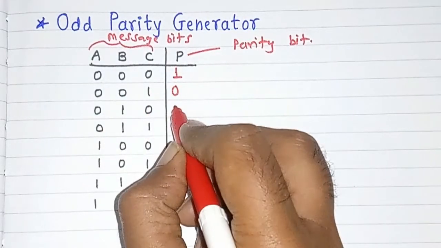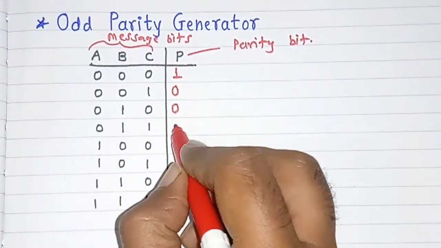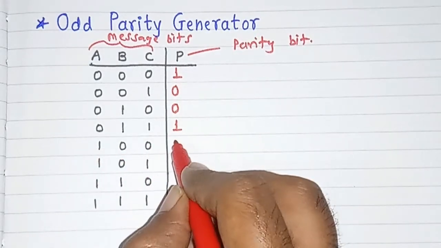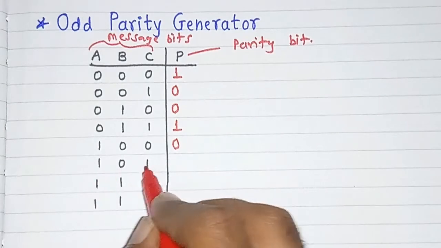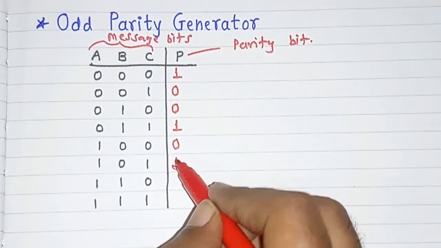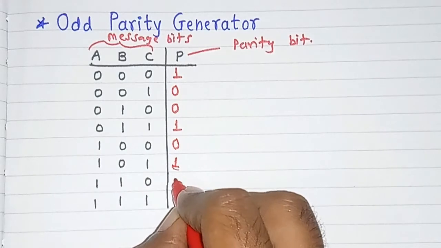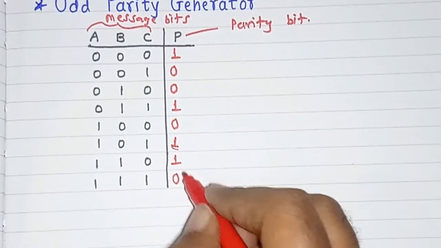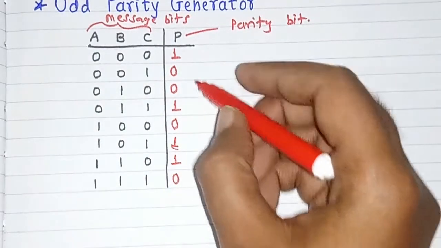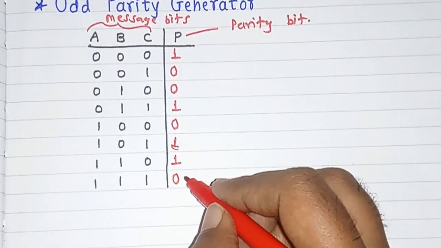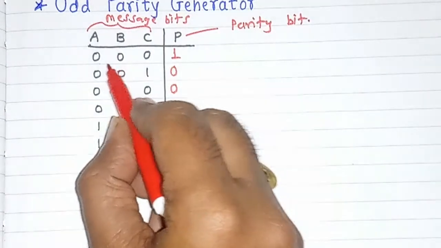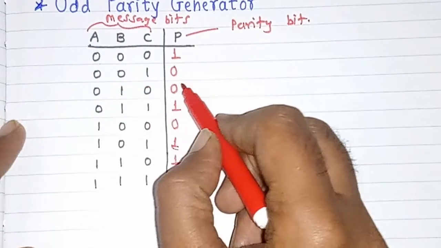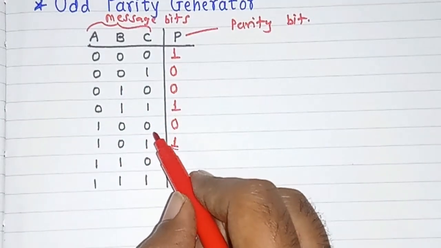Then odd number of ones, keep it as it is; even number of ones, make it odd. Then odd number of ones, keep it as it is; even number of ones, add 1. Then even number of ones, add 1; odd number of ones, no need to add 1, so 0. Now by seeing this truth table, you can directly say that for an even number of ones the output is 1 and for an odd number of ones the output is 0, that means this truth table is of an XNOR gate.